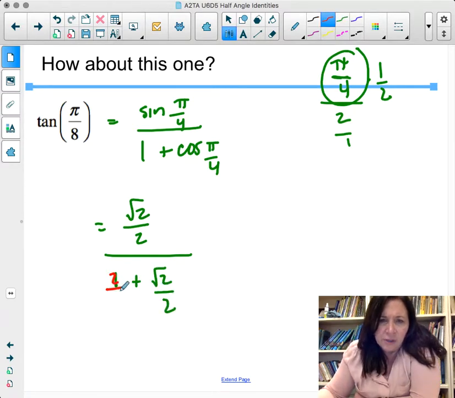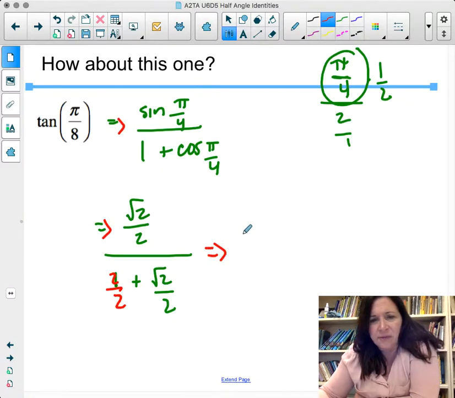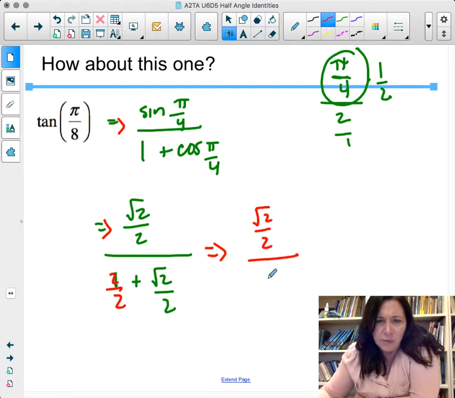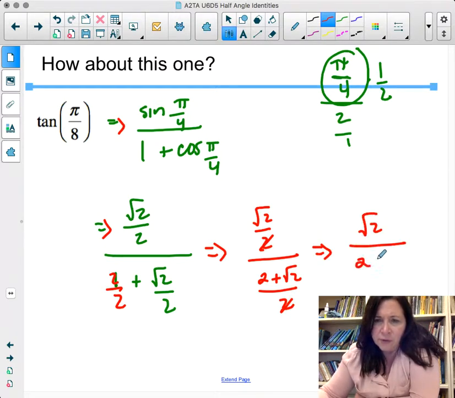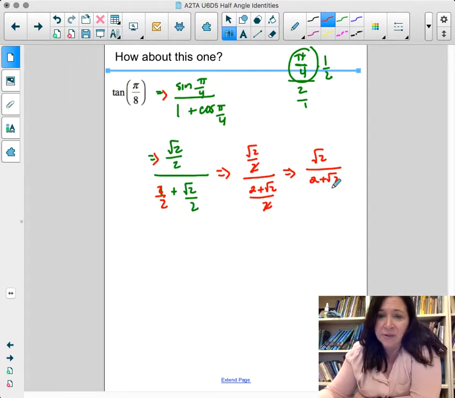This is 2 over 2. And so what that does for us is it gives us the square root of 2 over 2 divided by 2 plus the square root of 2 over 2. My 2's are actually going to cancel. And then I'm going to get the square root of 2 over 2 plus the square root of 2. Now, you're actually not going to leave your answer like that, because that is not a proper form. So we're going to rationalize the denominator.